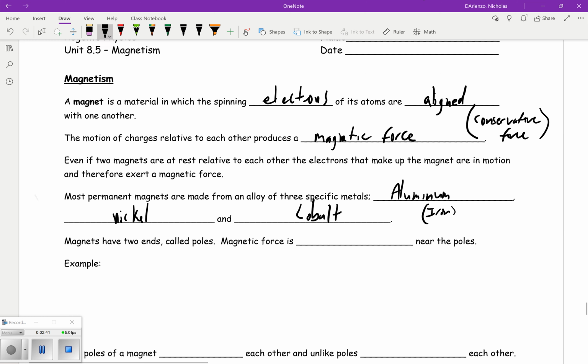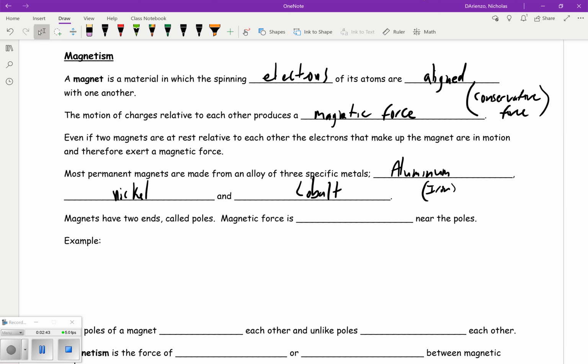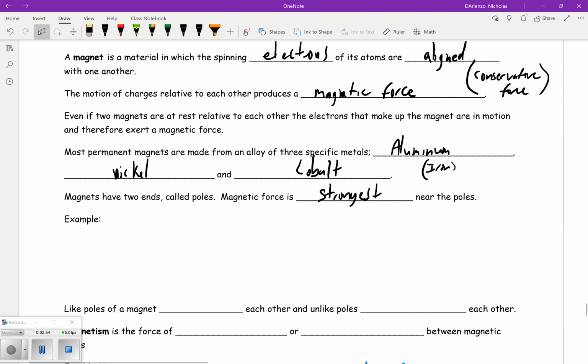This is probably not news to anybody, but magnets do have two ends, which we call poles, generally north and south poles. The magnetic force is going to be strongest near those poles. So if we think of a simple bar magnet, it has two poles, what we call a north-seeking and a south-seeking pole. The force here is going to be strongest at the ends.